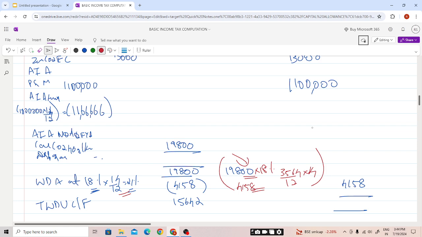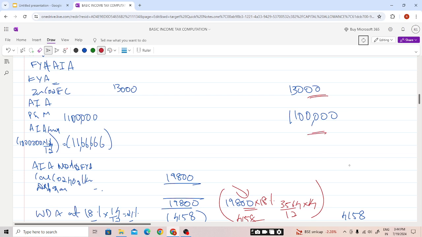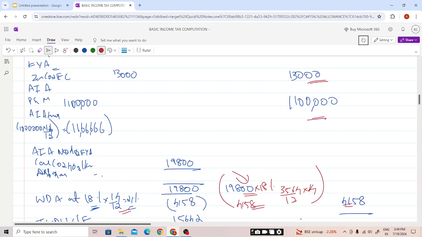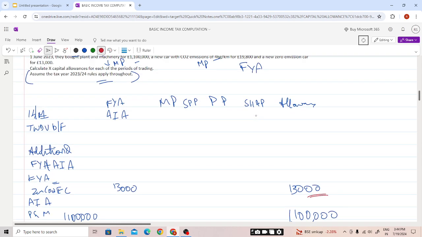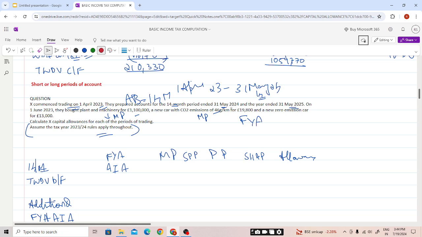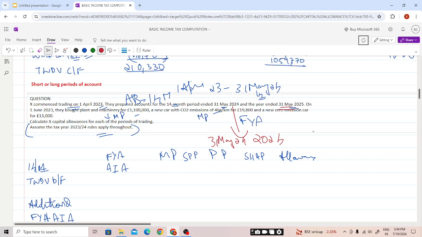Now, the total of the allowance will be, students, 13,000 plus the AIA plus 4,158, it will be 1,117,158. I hope this is clear. March, it is for May 2024. Now students, for 31st May, as we have seen, we have not purchased any asset.